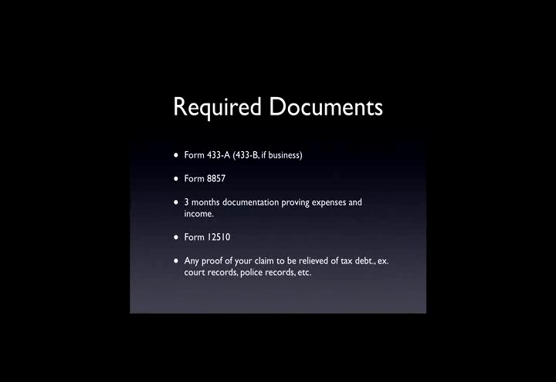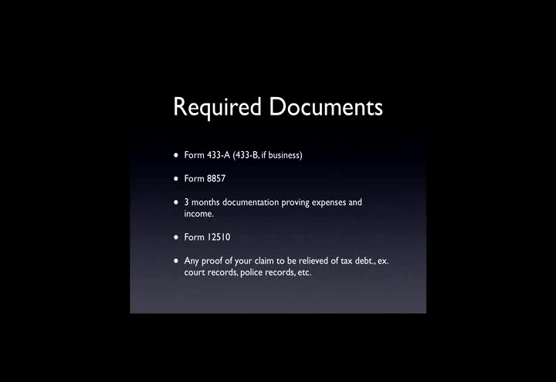You also need to fill out a Form 8857. You have to provide 3 months' worth of documentation proving your expenses and income, and a Form 12510. And you need to also provide any proof of your claim to be relieved of your tax debt. For example, court records showing the dissolution of the marriage or the separation agreement, police records if you were a victim of domestic violence, or things of that nature, and anything else that you think might be pertinent and relevant to your case.